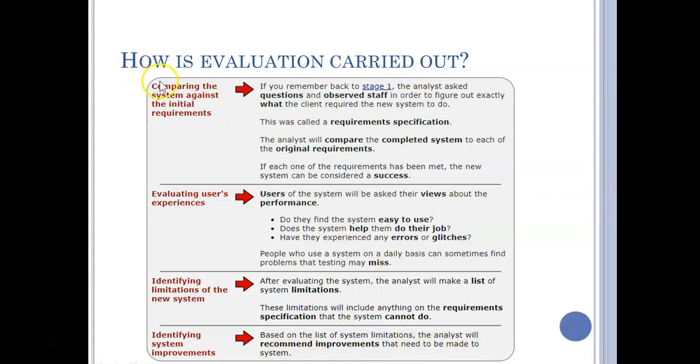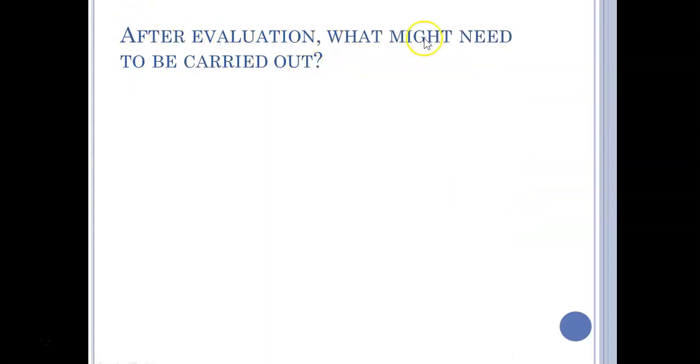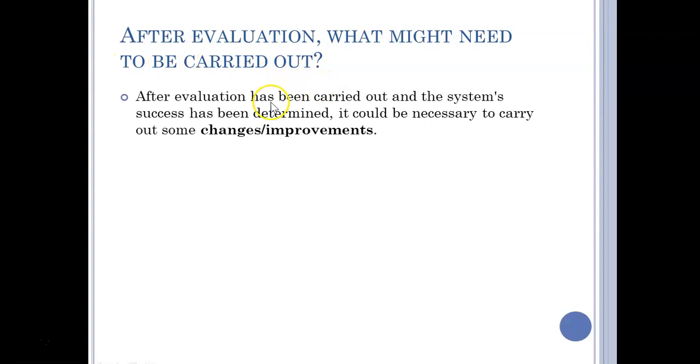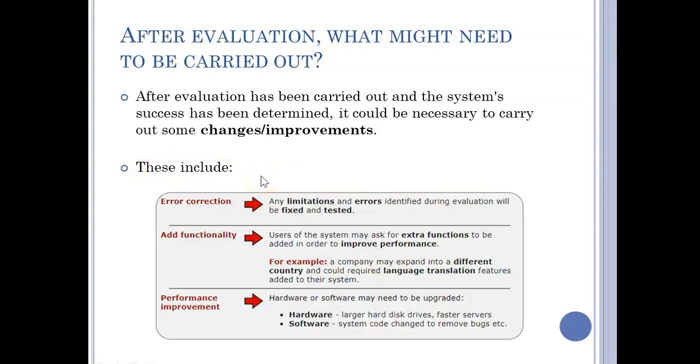So this is how evaluation can be carried out. After evaluation, what might need to be carried out? After evaluation has been carried out and the system's success has been determined, it could be necessary to carry out some changes or improvements to that system. These can include error correction. If there are any limitations and errors identified during the evaluation, they will be fixed and tested.